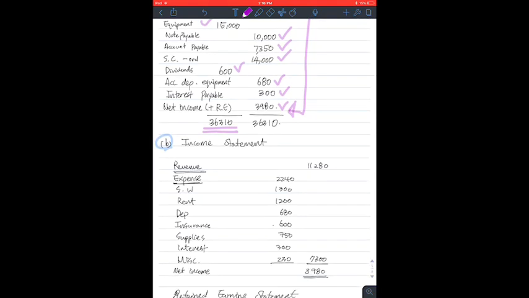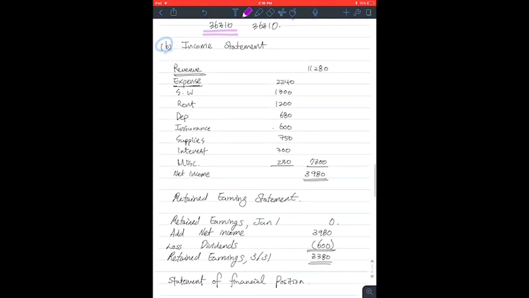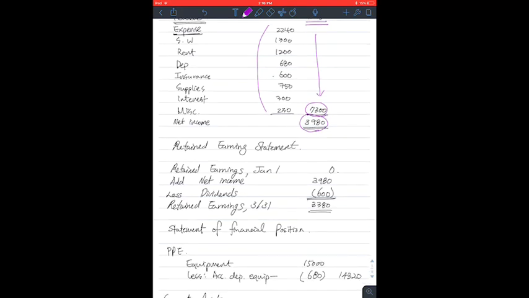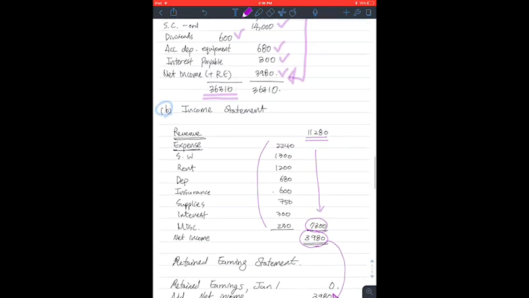Anyways, we'll go to part B and start writing our income statement. So the revenue was 11,280, and all the expenses together will be 7,300, and revenue minus expense will give us net income. So we take this net income into our retained earnings statement. The beginning retained earnings was 0, so there's 0. We have to add net income, and then we have to subtract the dividends of 600, and our retained earnings will be 3,380.